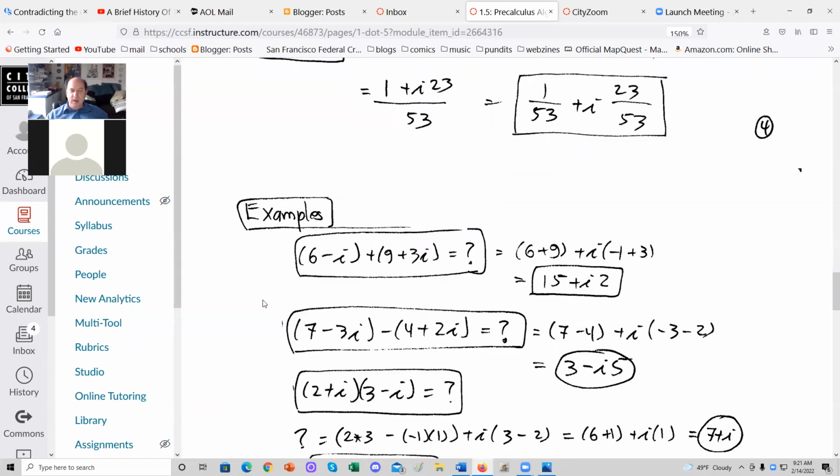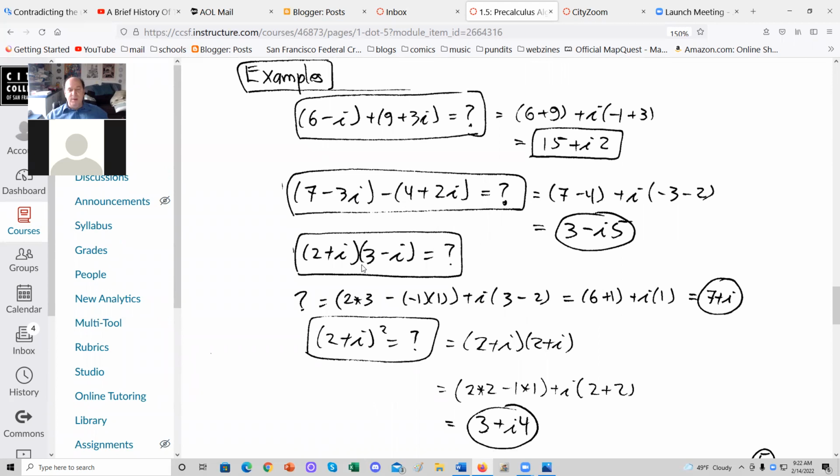Okay, more examples. 6 plus i times 9 plus 3i. This is just addition, so we'll add the real and imaginary parts. 6 plus 9 makes 15. Minus 1 plus 3 makes 2. 15 plus i times 2. Here we have 7 minus 3i minus 4 plus 2i. Again, this is a subtraction, so we'll subtract the real parts. 7 minus 4 makes 3. Subtract the imaginary parts: negative 3 minus 2 times i makes 3 minus 5i. That's done.